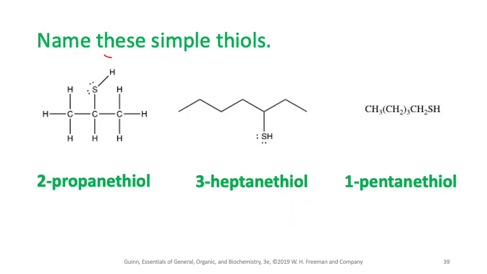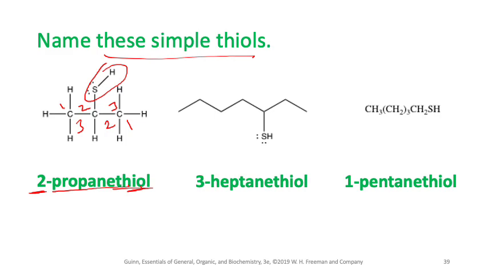Now let's try to name these simple thiols. The moment I see this SH group, I know this is a thiol. You can start from here: 1, 2, 3. In this case it doesn't matter, you can also start from 1, 2, 3, because the second carbon gets the thiol group in both cases. So the name is, 3 is propane, and you have a thiol, propane thiol, and you just write the location, 2-propanethiol.